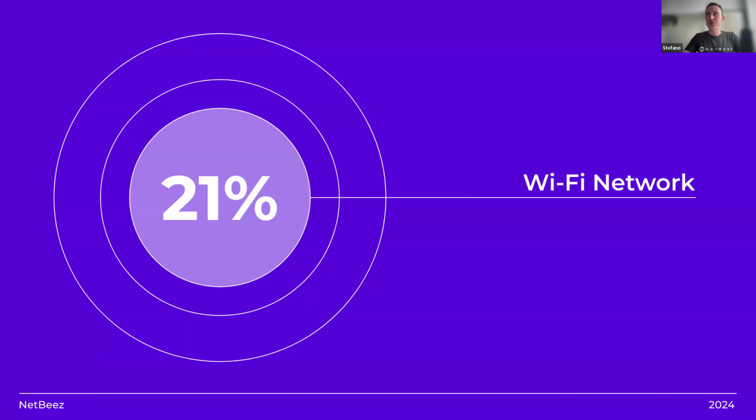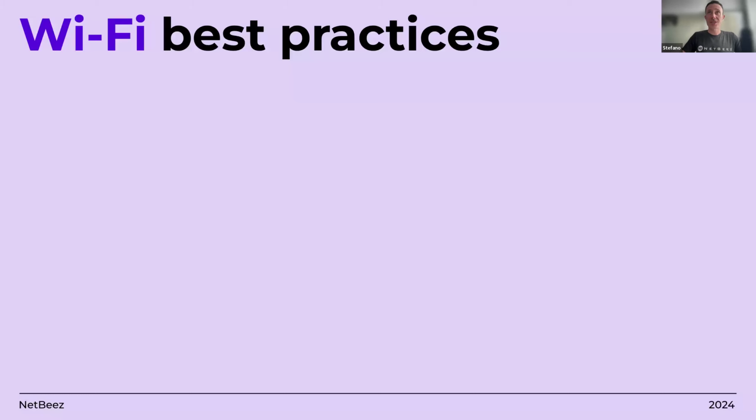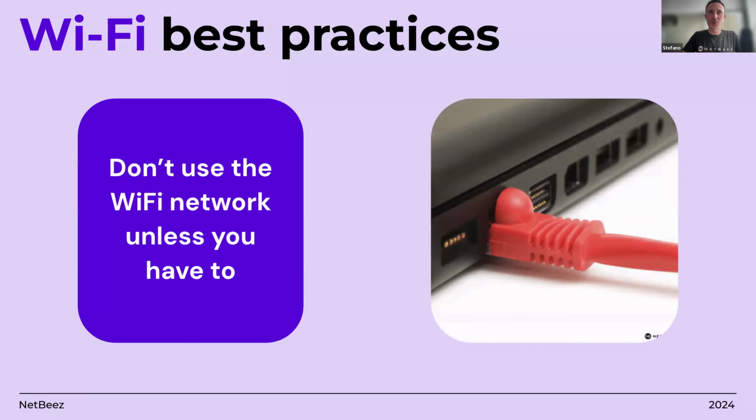All right, let's move to Wi-Fi network. As I showed you, Wi-Fi is the second most common problem for work from home experience issues. And we want to share some best practices with you about how to deal with Wi-Fi. The first piece of advice we give you is: don't use the Wi-Fi network unless you have to. That's a very important rule.